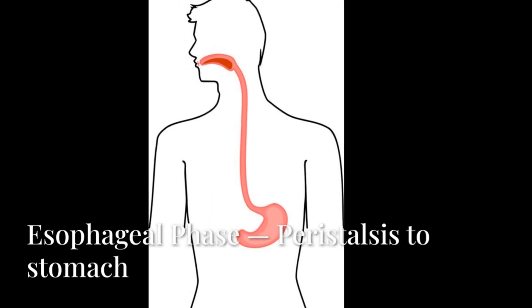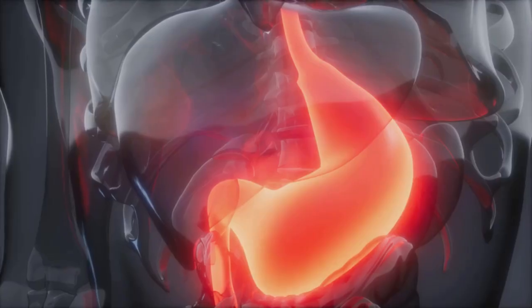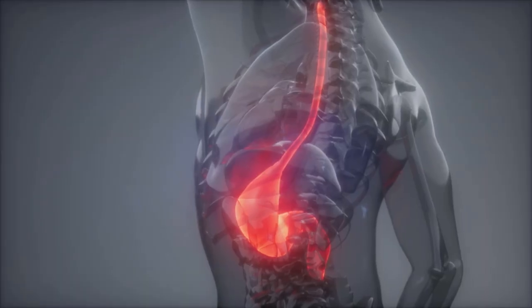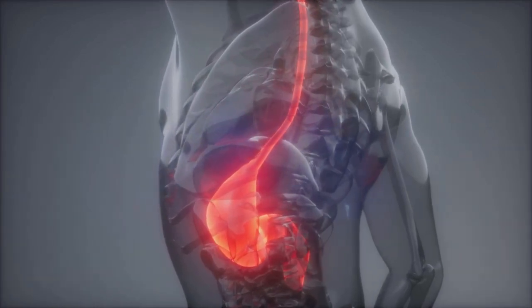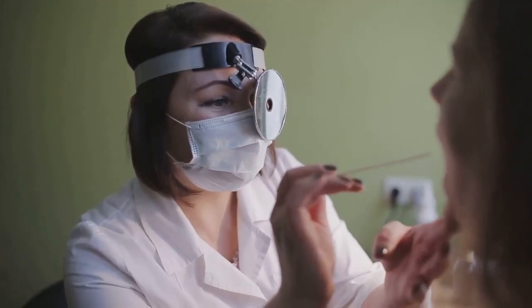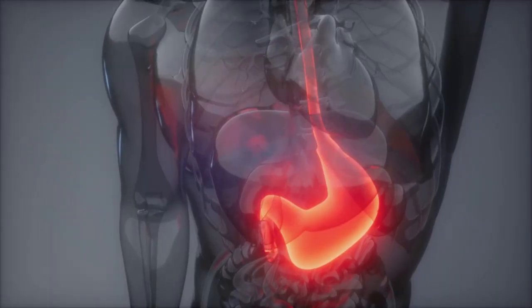Esophageal phase. Involuntary. The bolus now travels through the esophagus. Rhythmic peristaltic contractions squeeze behind the bolus. These waves coordinate along striated and smooth muscle regions to maintain forward flow. Approaching the stomach, the lower esophageal sphincter relaxes. The bolus passes into the stomach for digestion.